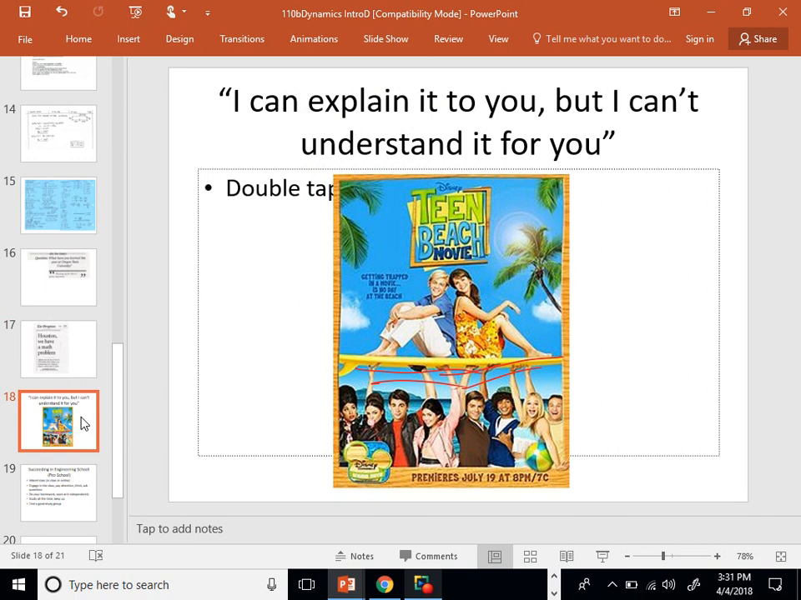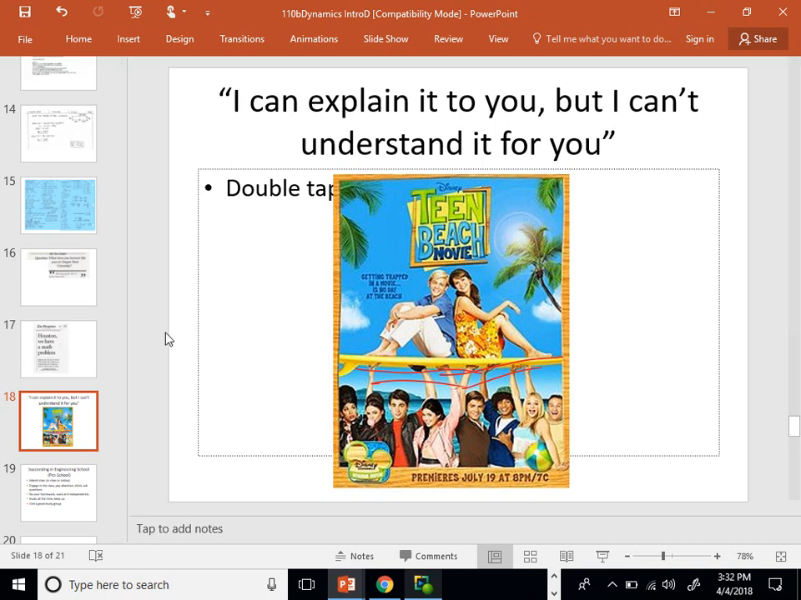I'm sure you all were big Teen Beach Movie fans. Okay, here's Mac. She's the smart one. Here's her boyfriend. I think his name's Brady, if I remember. My daughter watched this quite a lot, so I got to know more about this than I wish I did. But so Mac's the smart one, and she says, I can explain it to you, but I can't understand it for you, okay? That's what she tells her boyfriend.